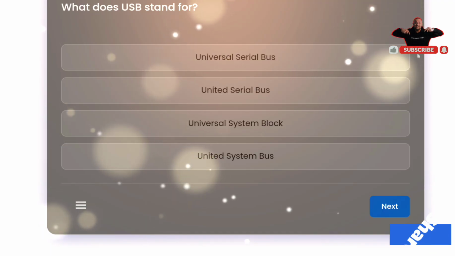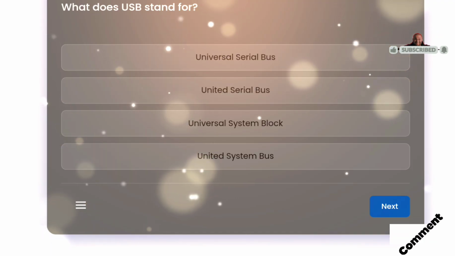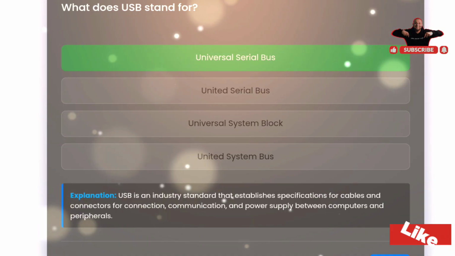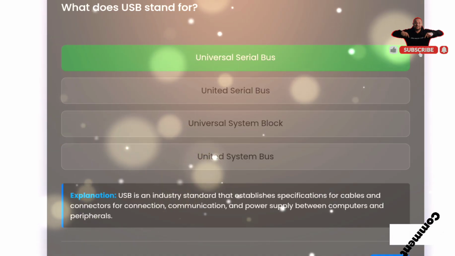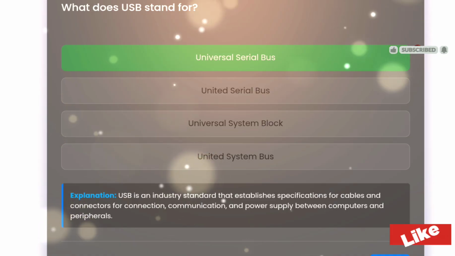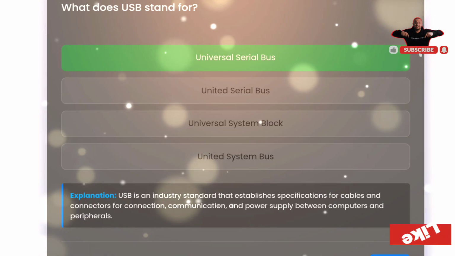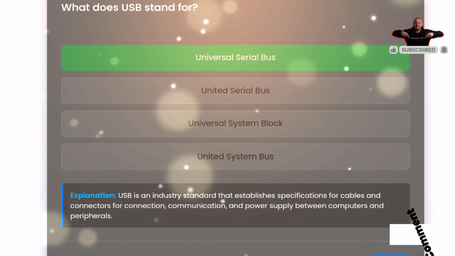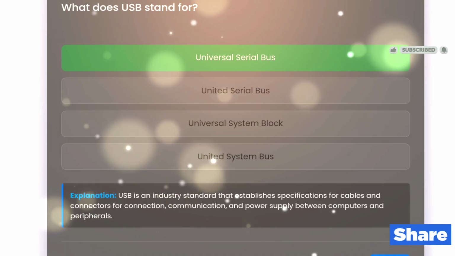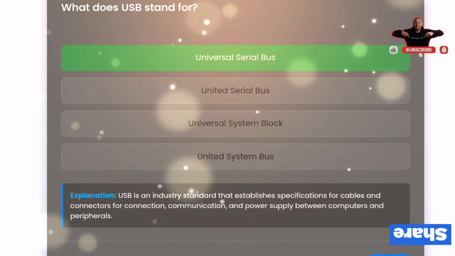Next question. What does USB stand for? USB का मतलब क्या होता है? Universal Serial Bus. USB is an industry standard that establishes specifications for cables and connectors for connection, communication, and power supply between computers and peripherals. तो USB का मतलब क्या आता है? Universal Serial Bus.